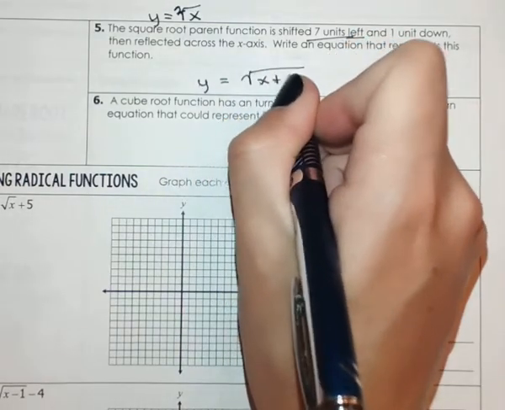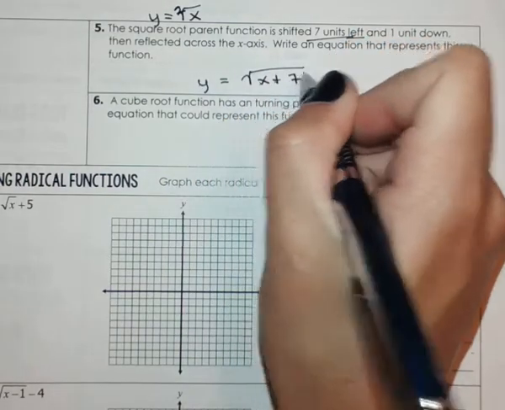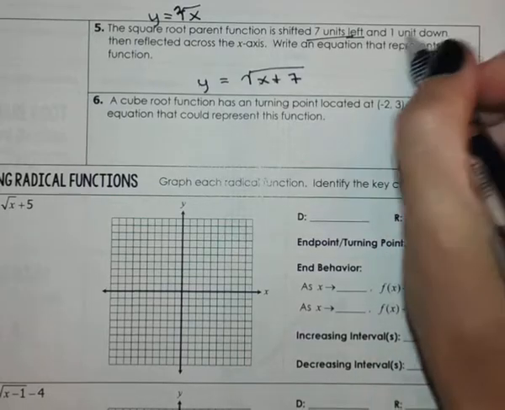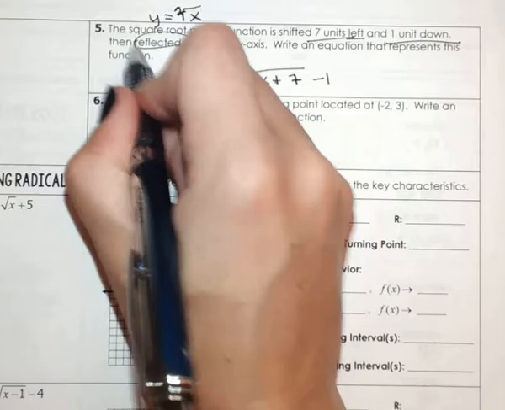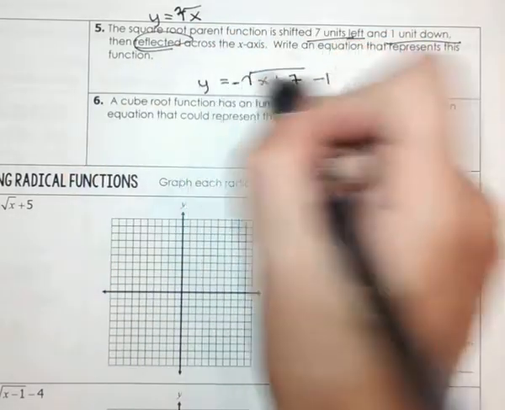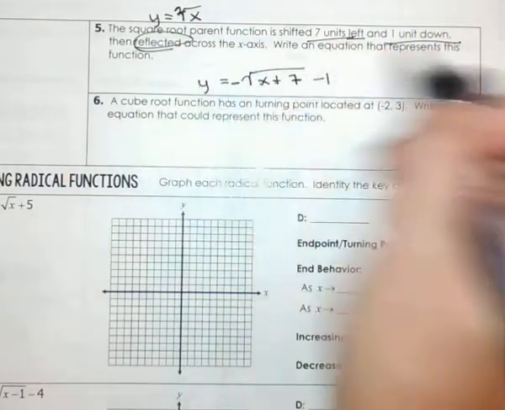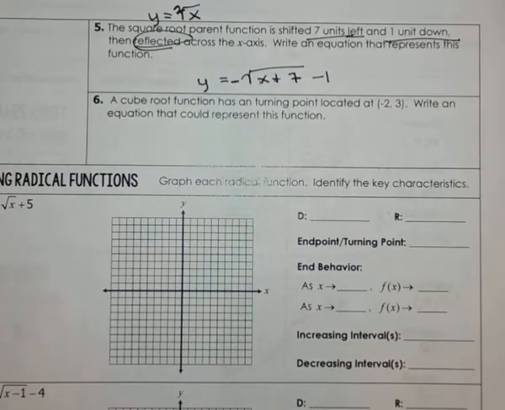So that's actually x plus 7 inside the function as your left to right shift. Then 1 unit down, so I'm going to put a minus 1 on the end, and then it is reflected across the x-axis, which gives me a negative out front. So let's write the equation. So there you go.